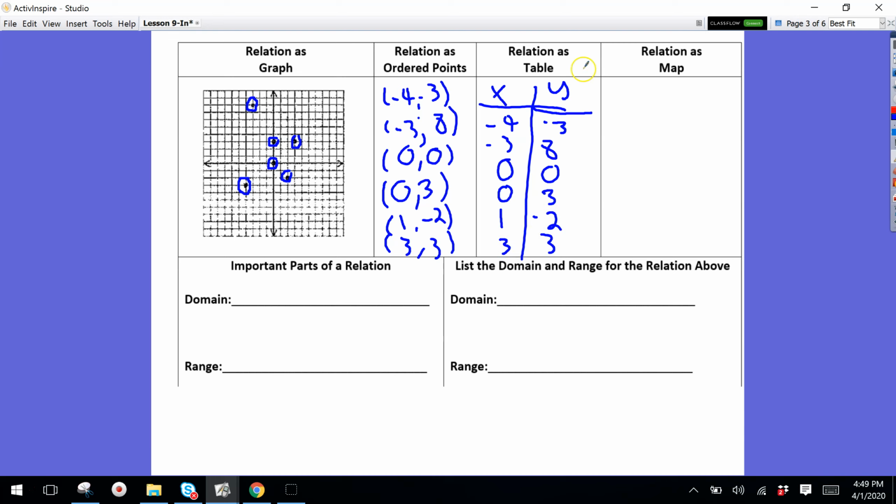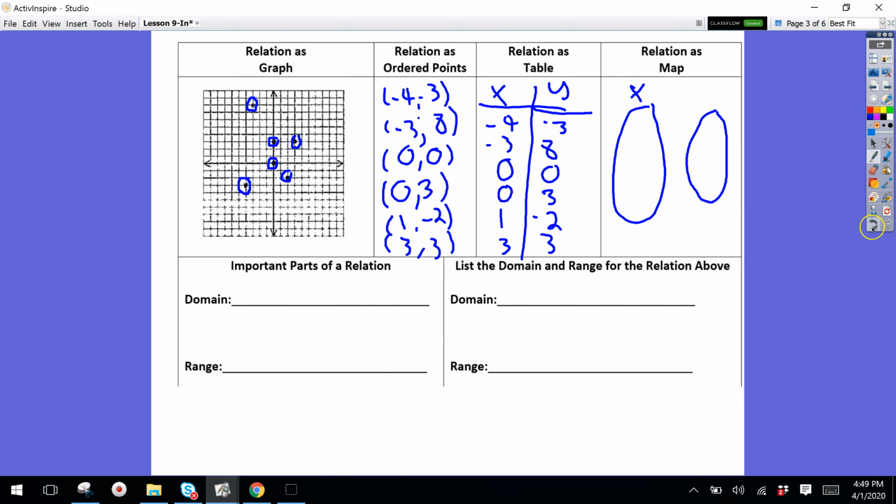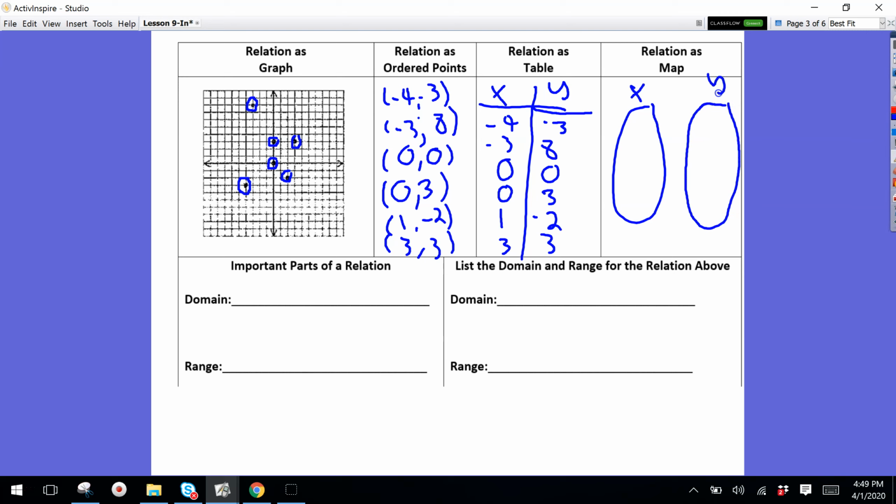And then the way that we would do a map basically connects x values to y values, and it lists out the y's that you have and the x's that you have. If you have any x's that happen twice, you don't write them twice. For example, an x that happens twice is 0. A y that happens twice is 3, and you're not going to write it twice. You're just going to write it here in order. My x's are already pretty much in order. So first I'm going to write -4, then -3, then 0, then 1, then 3.